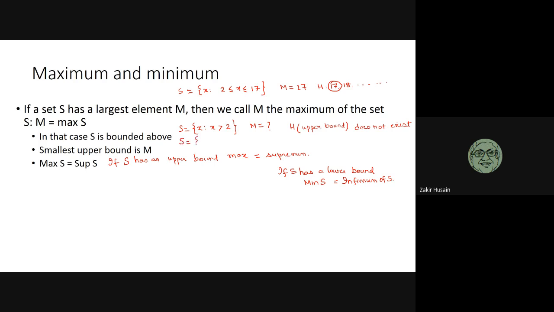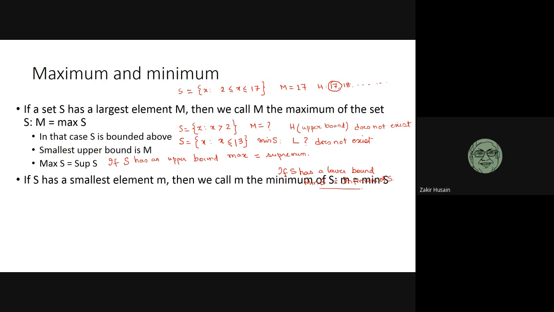And let us consider this set. What is the minimum? There is no minimum, sir, it doesn't exist. It doesn't have a lower bound. There's no lower bound. And therefore, the property that you have written will not hold in that case.